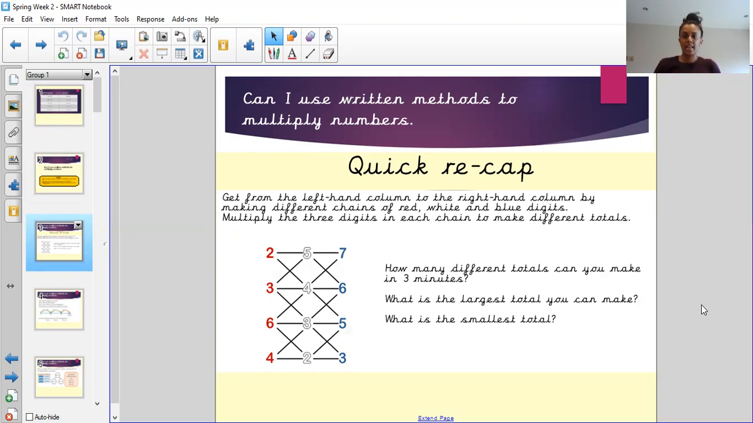What it says over there is how many different totals can you make in 3 minutes? So when you pause the video, you can time yourself 3 minutes and then see how many totals you have made. What is the largest total that you can make? Have a think, how will you make the largest total number? Well, I will give you a clue. You're going to need to times the 3 numbers from red, white, and blue, but the 3 biggest numbers. Then when you're doing what is the smallest total, you would times the smallest numbers. So I would times 3, which is in the red, 3 times 2 times 3. That would probably give me the smallest total. Have a go, and then you can post your answers onto Tapestry.